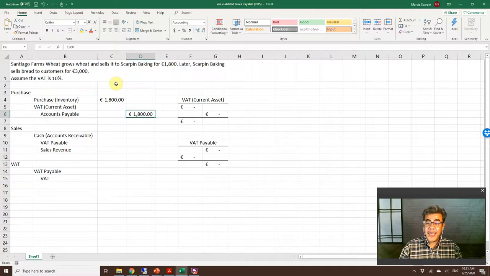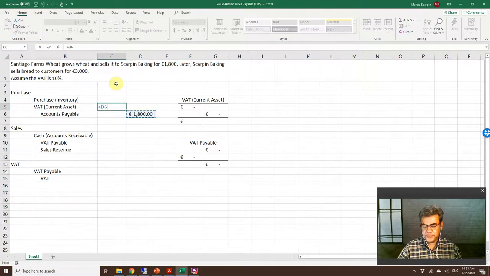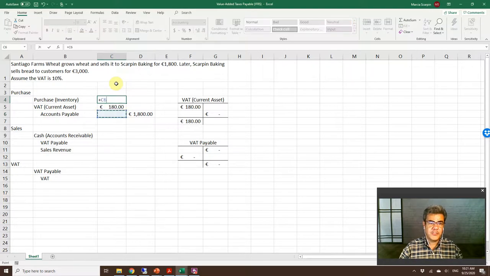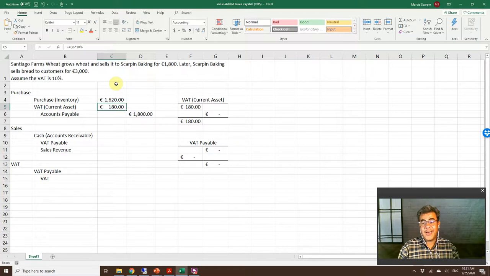So, accounts payable is right. What is wrong is the purchase. So, our VAT is 10%, 180. And this VAT is a current asset. And purchase is the difference between both. It is the number to balance our journal entry. So purchase now is net of tax.